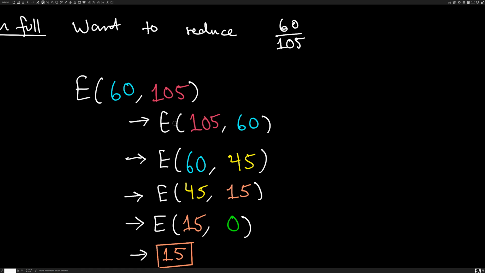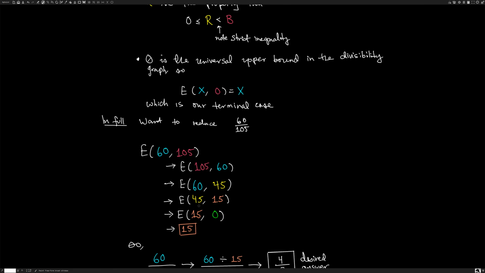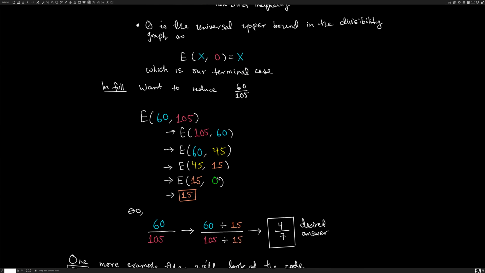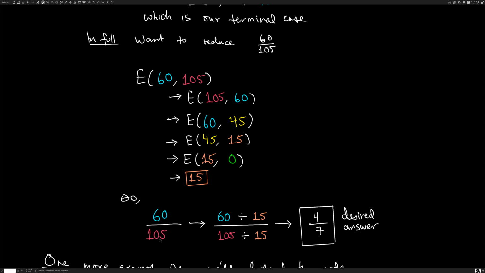Pause the video and convince yourself that this makes sense. So, 60 divided by 105, we reduce that to 60 divided by 15 over 105 divided by 15, which is 4/7, which is our desired answer. So that's the way this works. We just keep beating it down with smaller and smaller arguments until we get something with 0, in which case the answer is something.